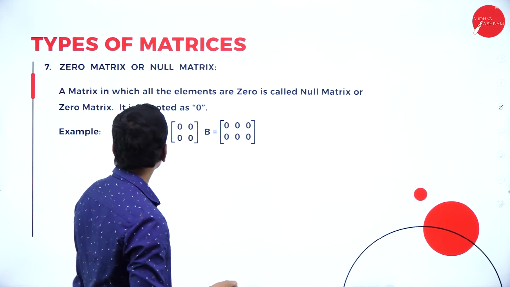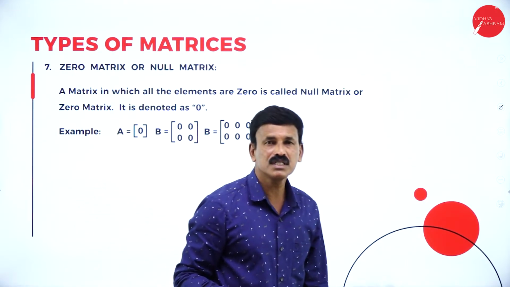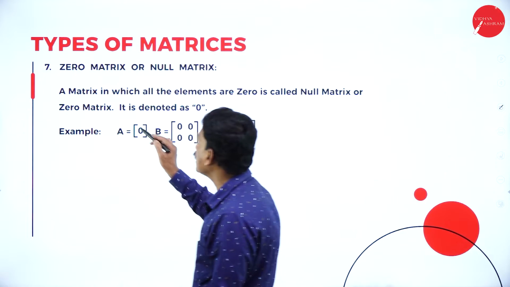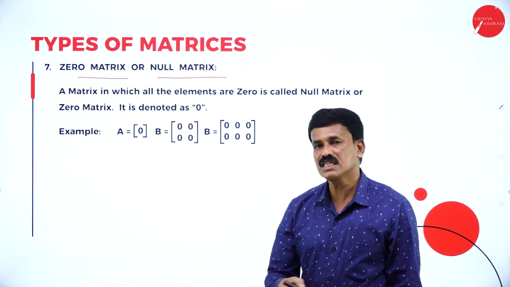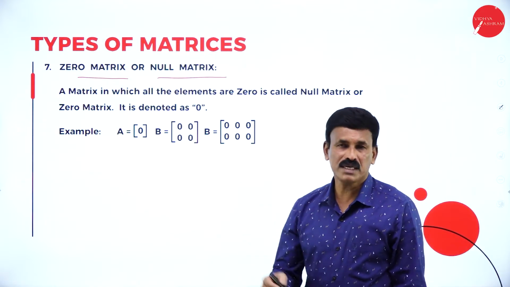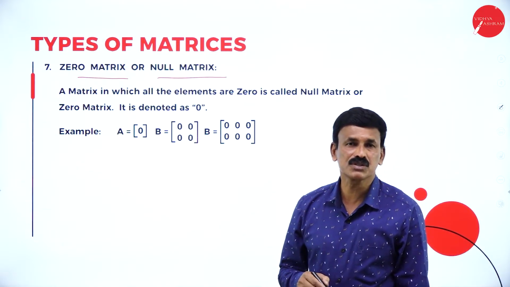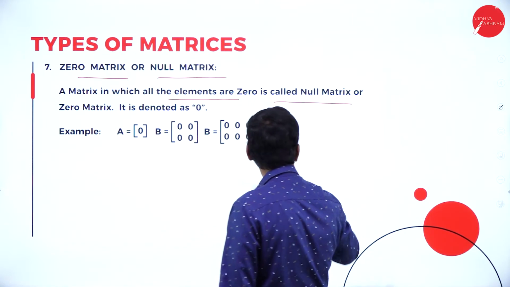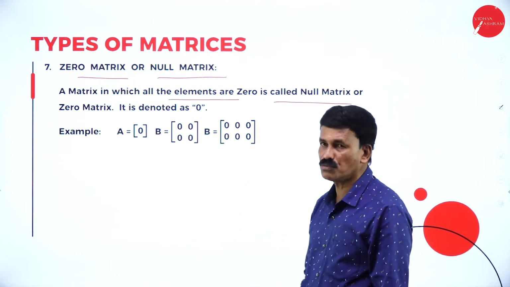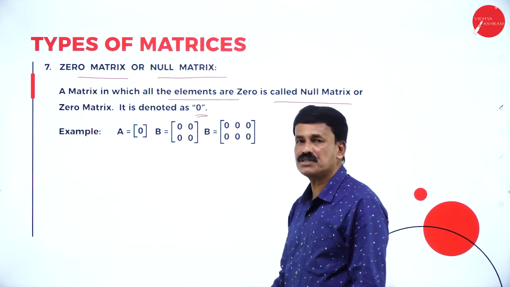Now, let us come to the next one. A very important one is the null matrix or zero matrix. The next type is the zero matrix or null matrix. Zero means a matrix, whatever may be the order, in which all the elements are zeros, all the entries are zeros. A matrix in which all the elements are zeros is called a null matrix or a zero matrix, and it is denoted as 0.